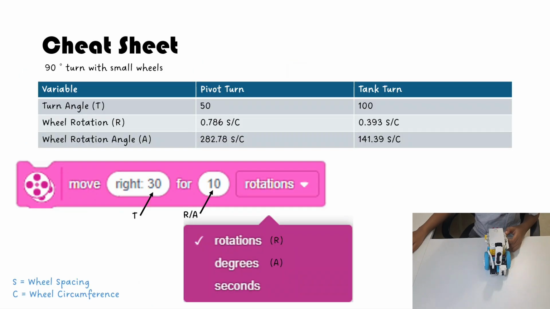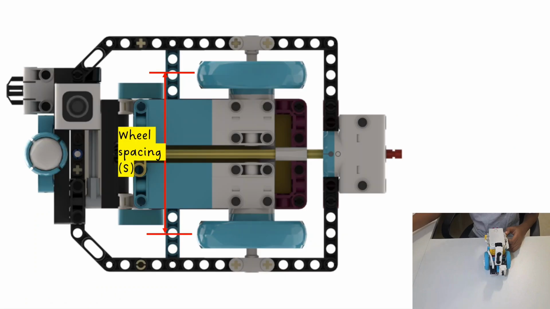The diagram here shows the wheel spacing. The wheel spacing depends on your robot design, and you can find out by measuring the distance between the touch points of both wheels. So measuring the distance between here and here.